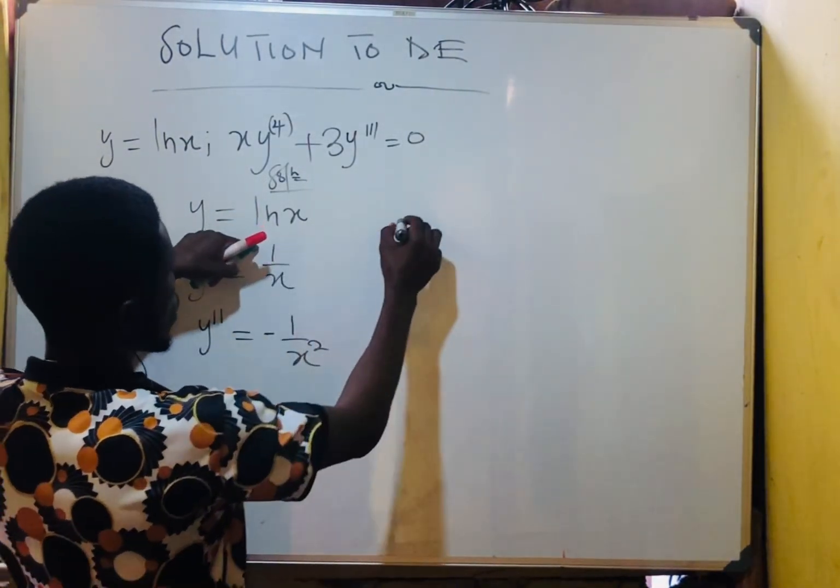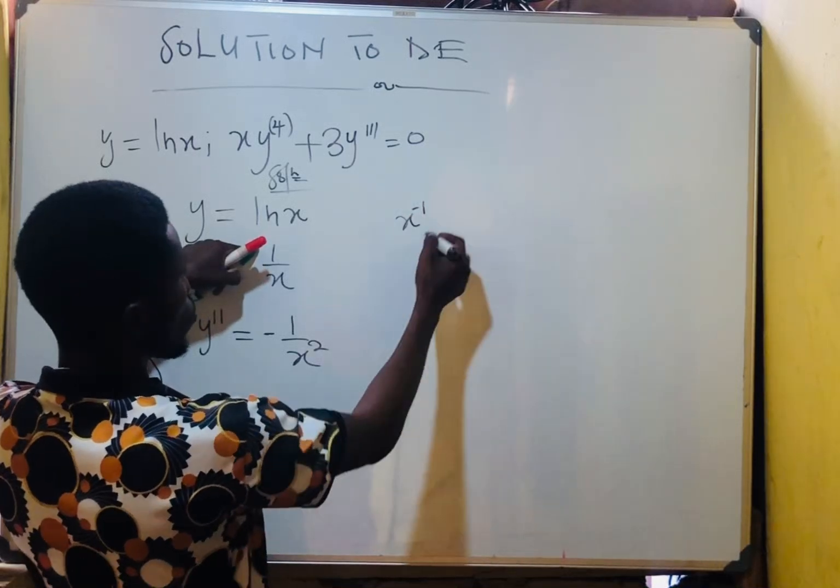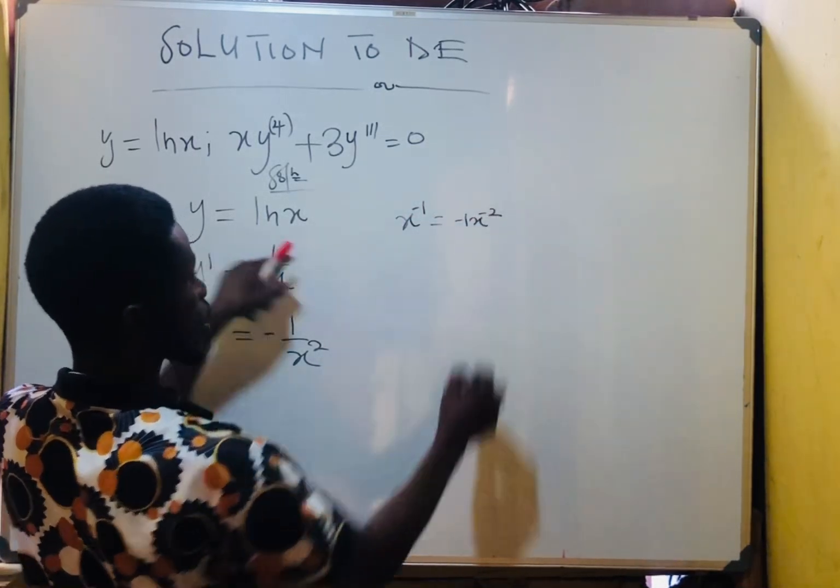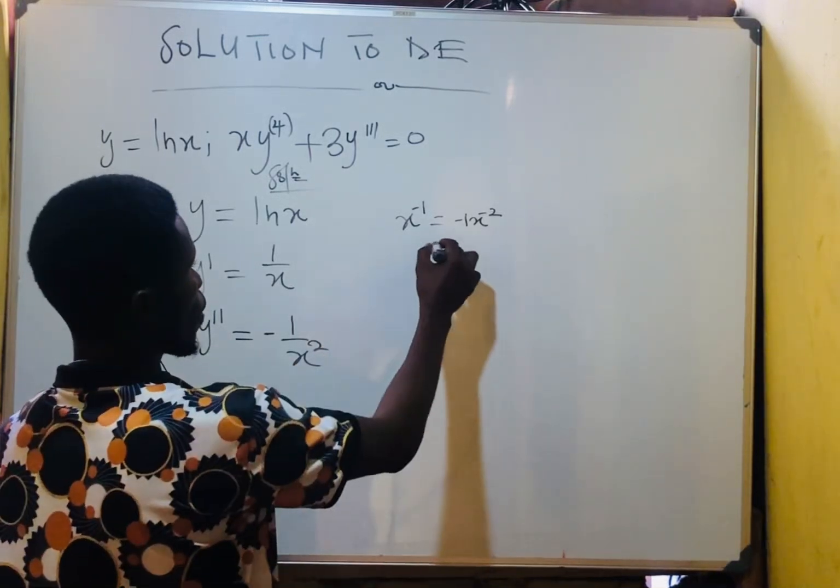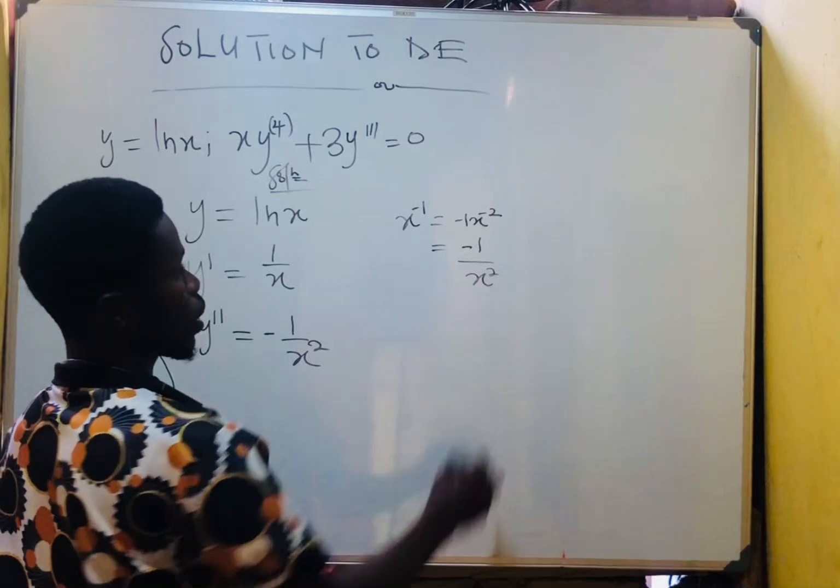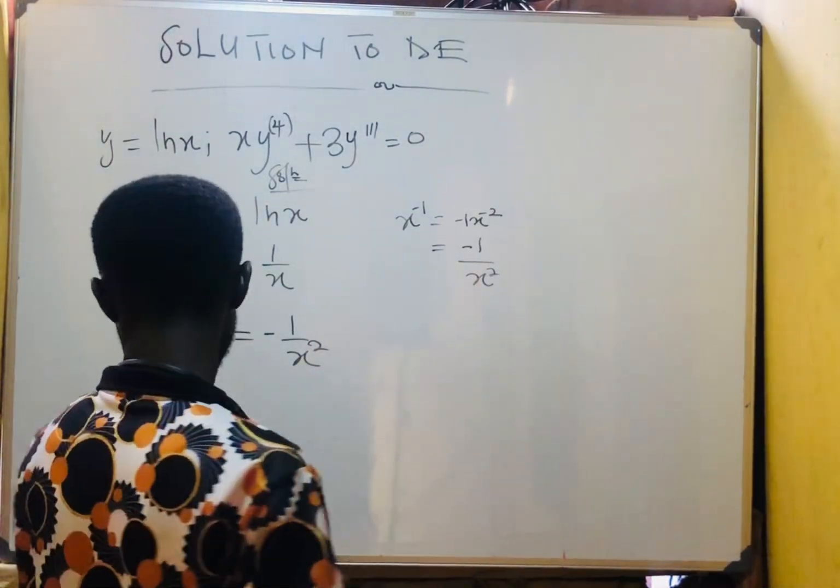This 1 over x is the same as x to the power negative 1, so I want to differentiate it. The negative 1 will come here, then you subtract 1 like this. And remember, this one can also be written as negative 1 over x squared. It's the same thing, right? Good.